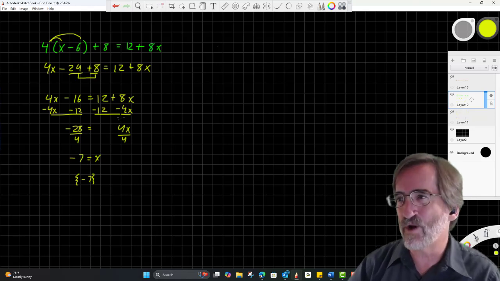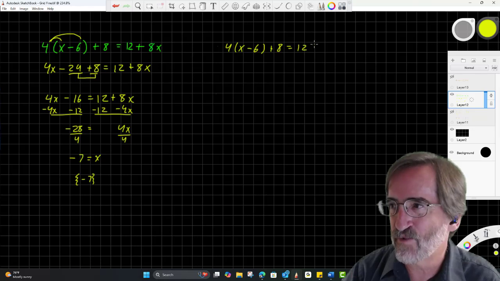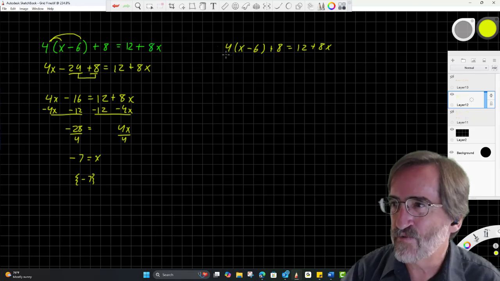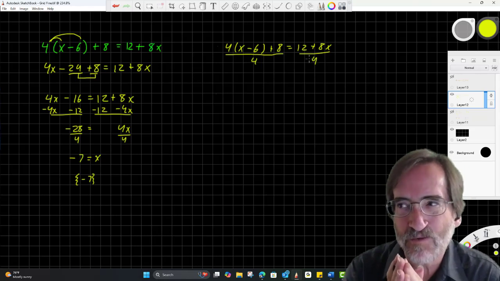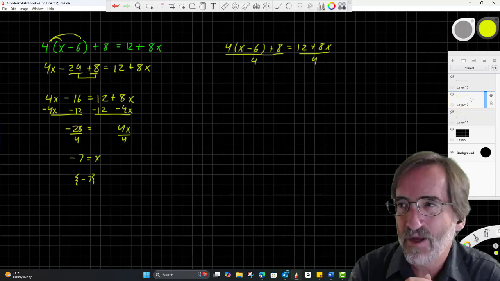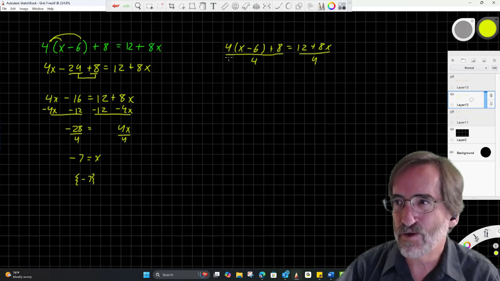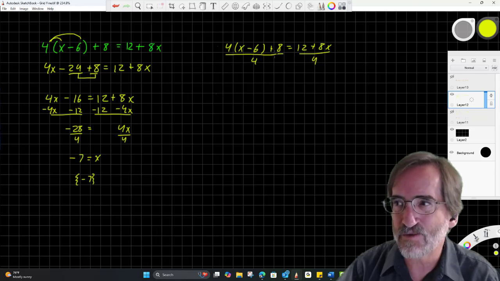Okay, let me show you the other way that you could possibly do this here. 4 times the quantity x minus 6 plus 8 equals 12 plus 8x. They said you could divide both sides by 4 to get rid of the 4 times the parentheses. One of the things that people run into with this step, though, and this is why I actually don't recommend this. I don't recommend it for 2 reasons, but this is the first of them, is that you've got to remember to divide the whole side by 4. So in this case, 4 divided by 4 cancels out, but the 4 gets divided into 8 as well.